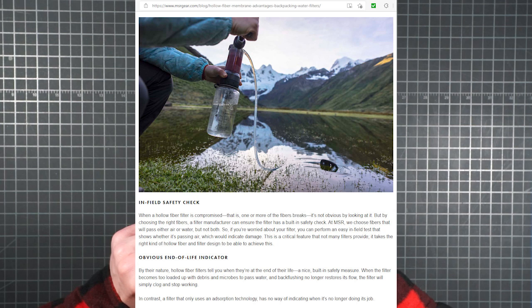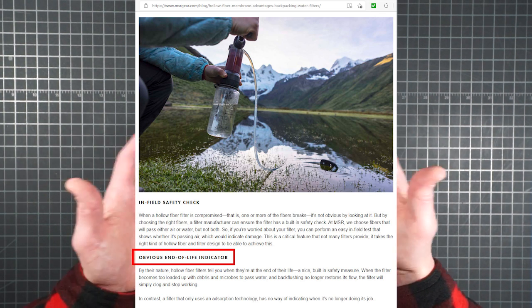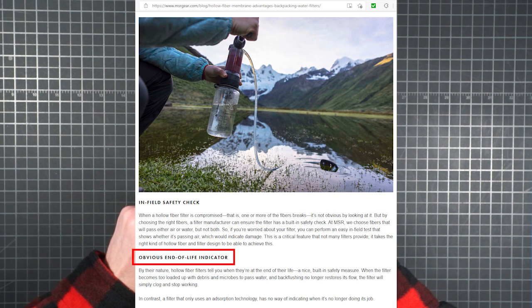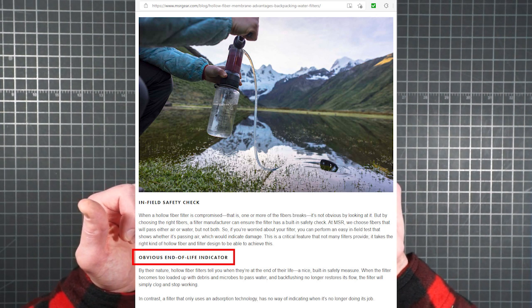And we go back to the MSR blog for directions down our next rabbit hole. The point is made that size exclusion filters have an obvious end-of-life indicator. When they're full, they simply clog. When a filter like this has done all it can do, it just stops working. But at no point will pathogens get by and end up in your drinking water. It's like having a built-in safety mechanism.